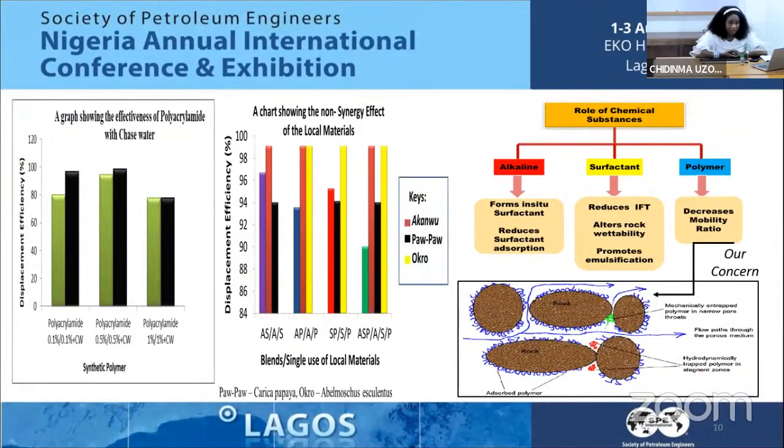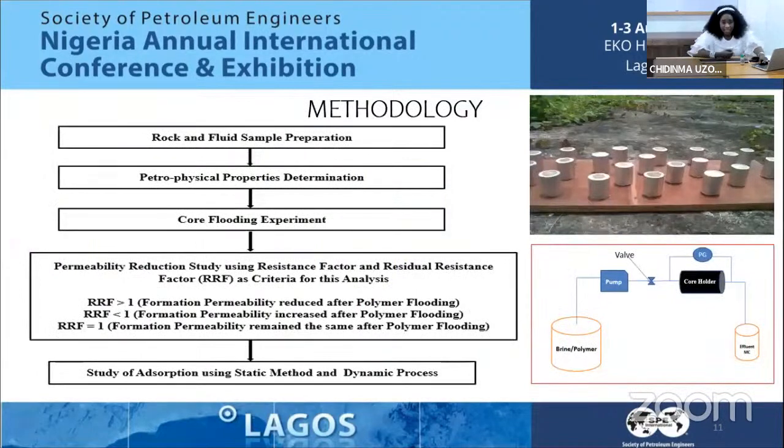We had our concerns. Polymers decrease mobility ratio, but they also have the likelihood to adhere to rock surface, thereby causing formation damage. And this could impair permeability. So since it's not our desire to solve one problem and create another, we decided to investigate the permeability impairment that could be caused by these local polymers.